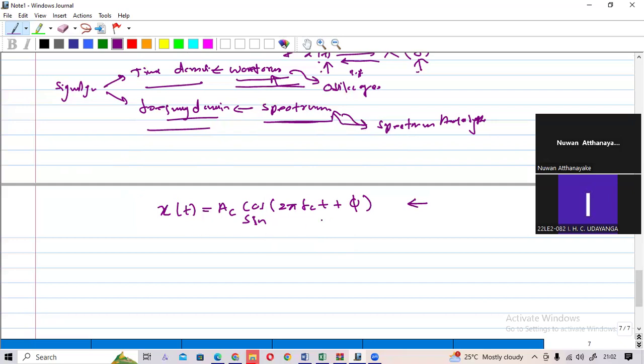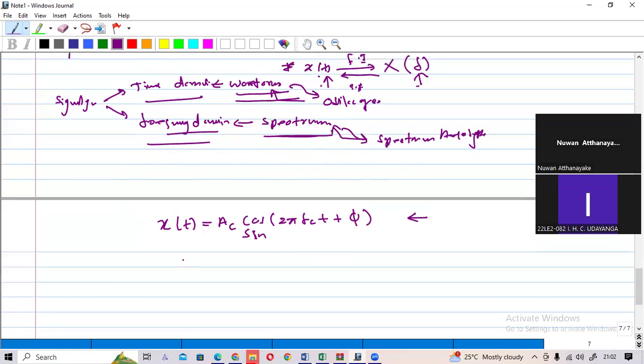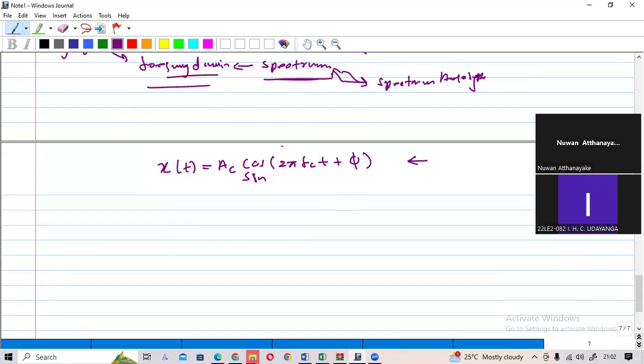Udayanga, maybe you are not an expert in signals, because you are in the power domain and you may have almost forgotten signals and systems. But you have to refresh this memory. So this is a time domain signal.